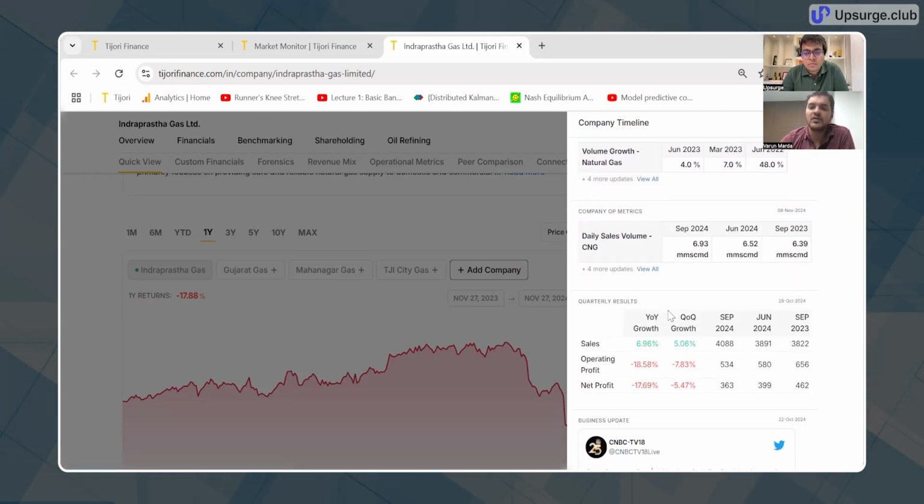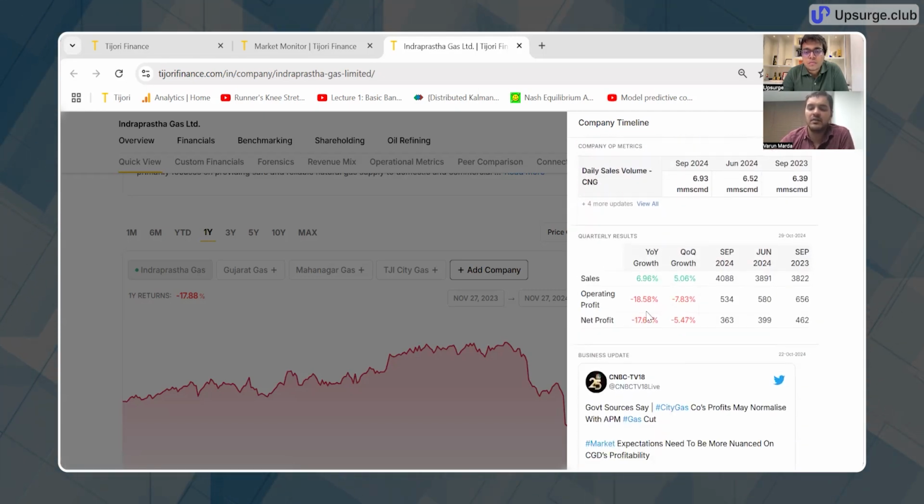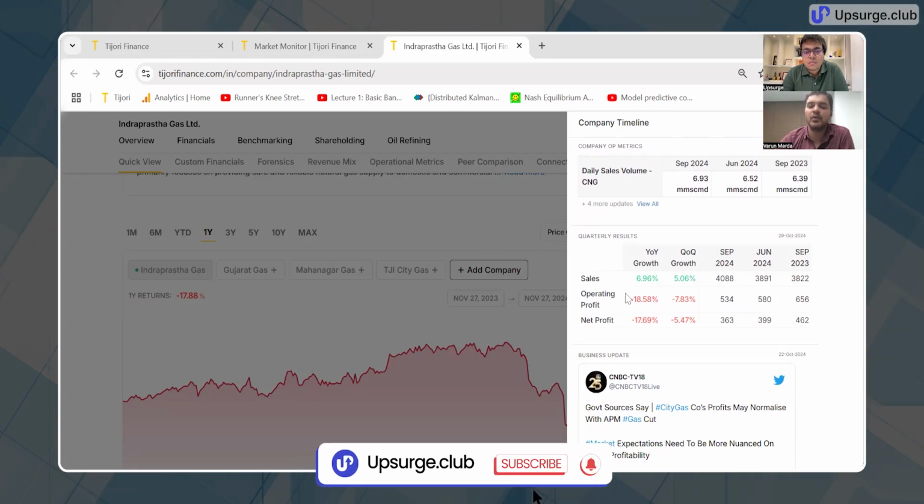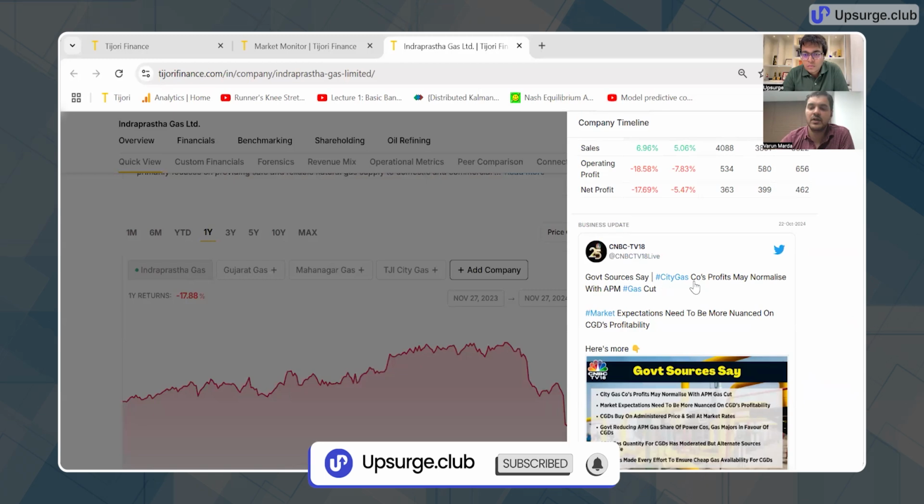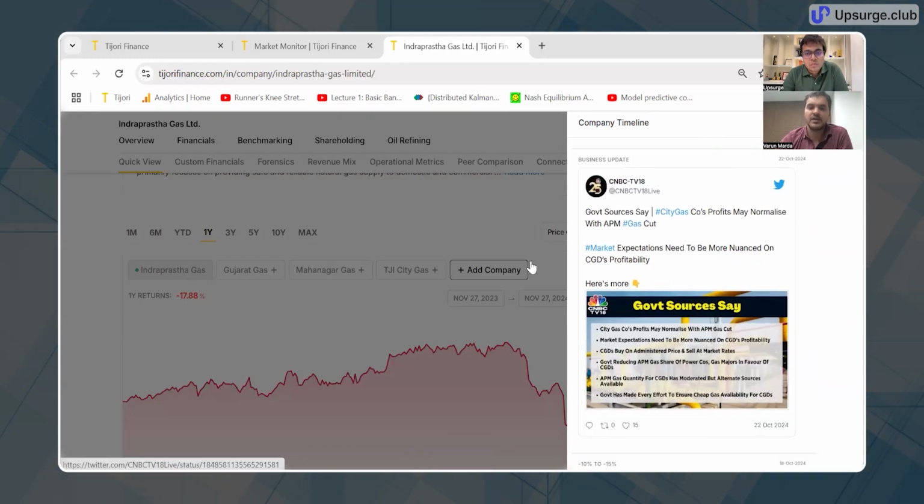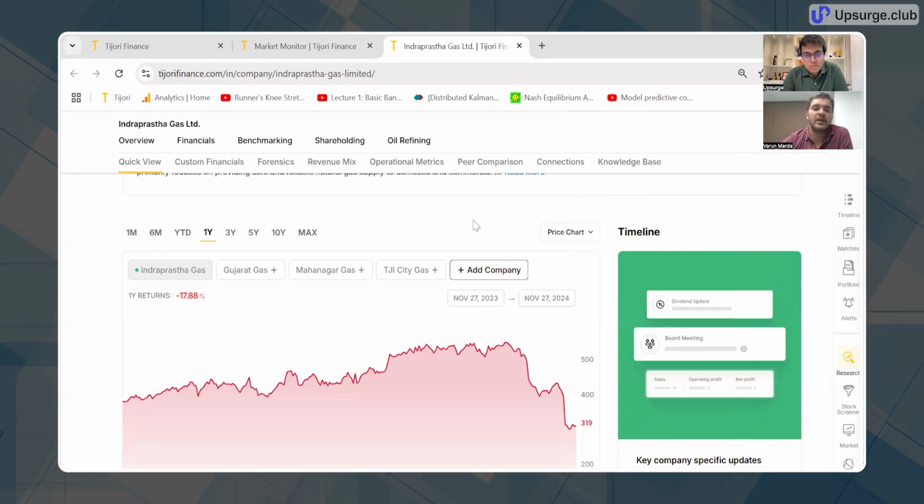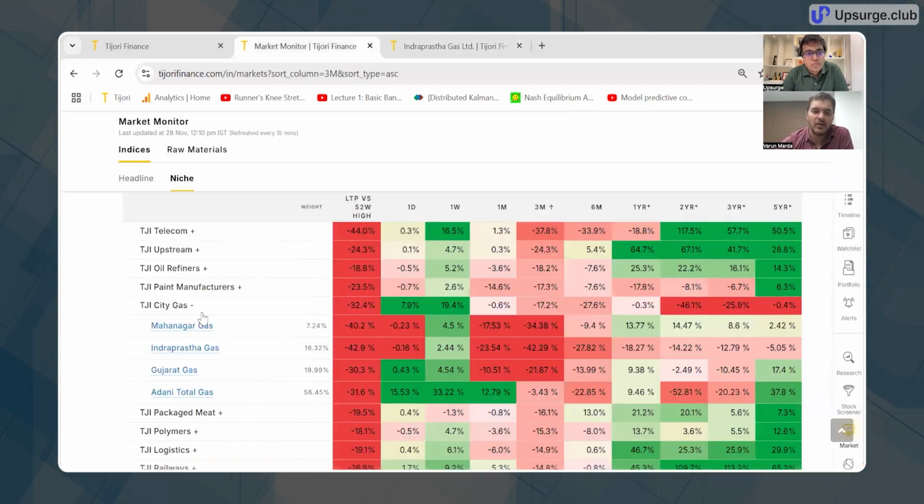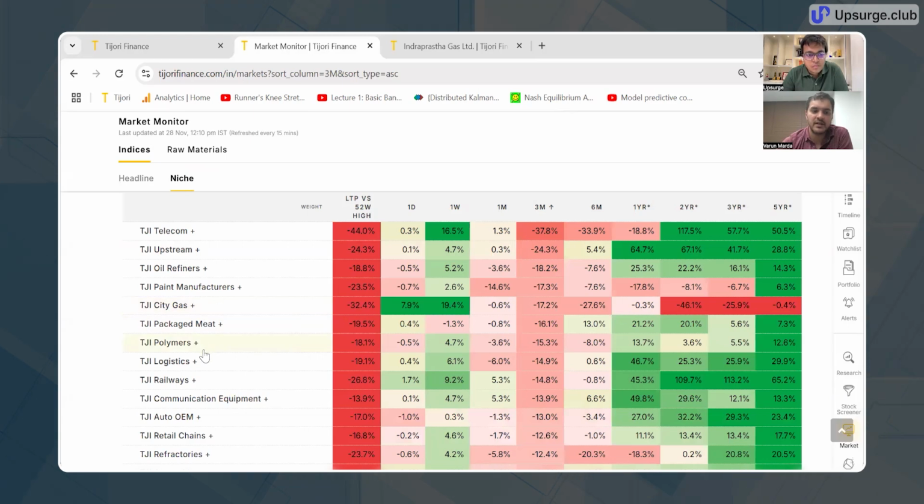So it gives you that if there was any big mover, it'll definitely show up here on this timeline. And then you can see, okay, government sources want to normalize their profits and stuff like that. So that's why that nosedive. And then you might be like, okay, that is a good reason for it to go down. So I'm not interested in the sector. Let's see the next sector.